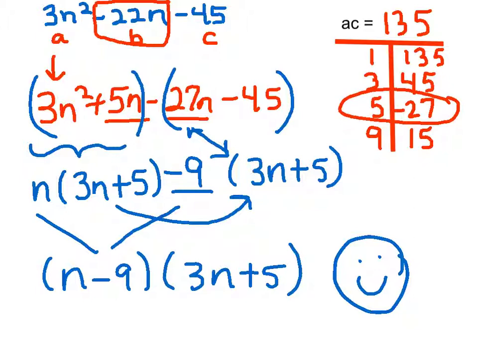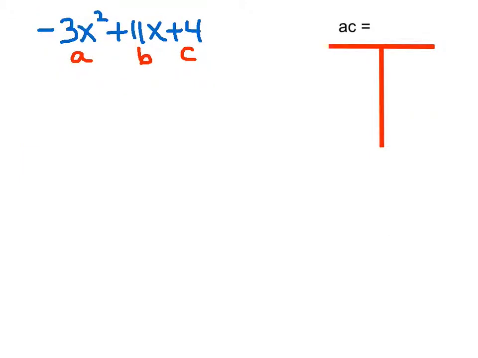Okay, we're going to try one more. So hang on and let me get you a clean screen. Okay, let's try one more. All right, before we start, do you see that -3? You know you can't start with a negative, so we're going to pull that -1 out. Then remember it changes all the signs. So you're going to have a 3x squared, a minus 11x, and we'll have that -4.